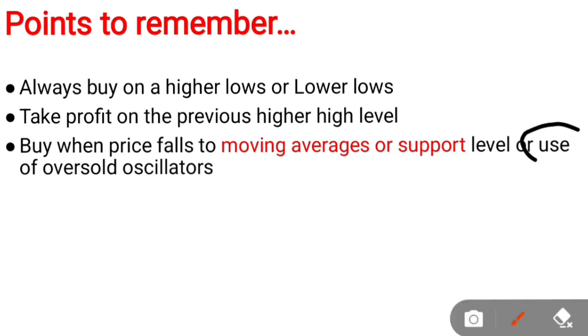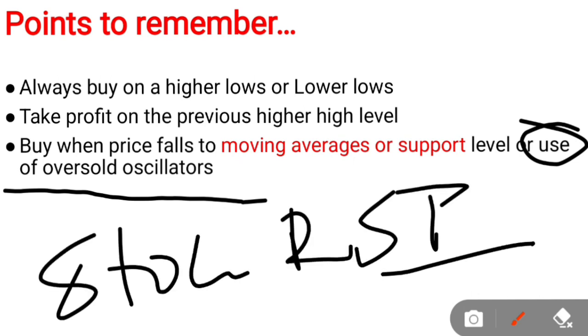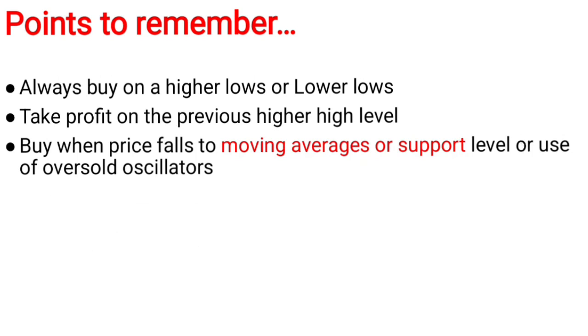Or else you can use the oversold oscillators, and the best one is the stochastic RSI, right? That is the best one, but there are a lot of these, like the MACD, that could help you to tell that the price is right now oversold and it is ready to make its move up. So these are the indicators that I use on a daily basis. These are the very indicators that we are going to be focusing on.